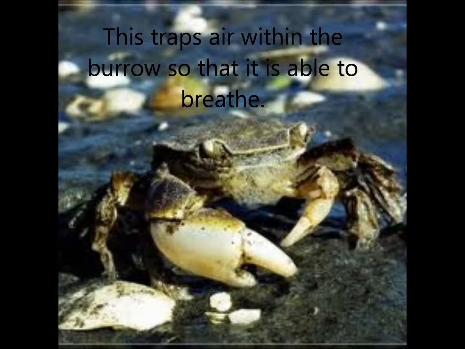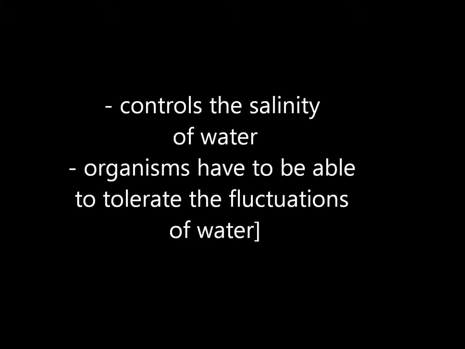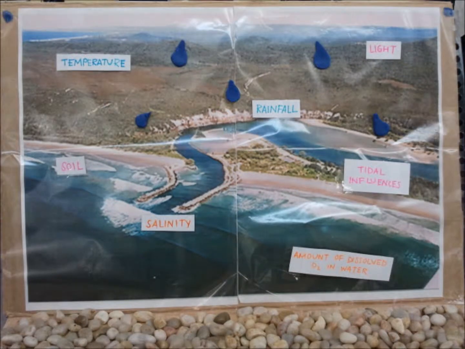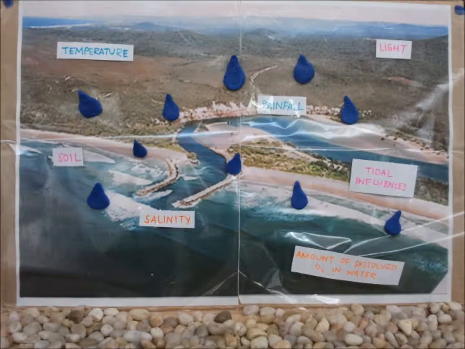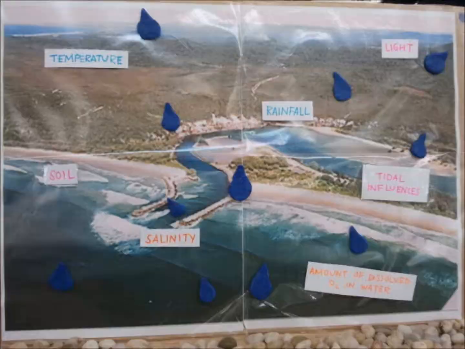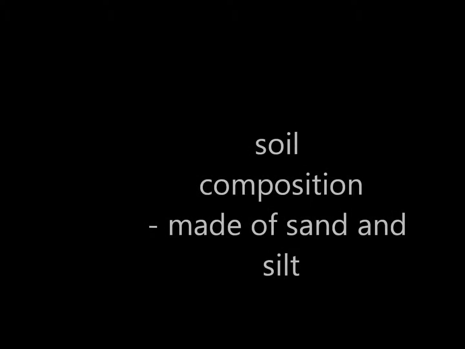Abiotic factor number 4 is the amount of rainfall. The amount of rainfall controls the salinity of water, so organisms have to be able to tolerate the fluctuations of water. Saltwater mussels have root cells that are able to retain salts to allow water to move in constantly via osmosis. Abiotic factor number 5 is the soil composition.